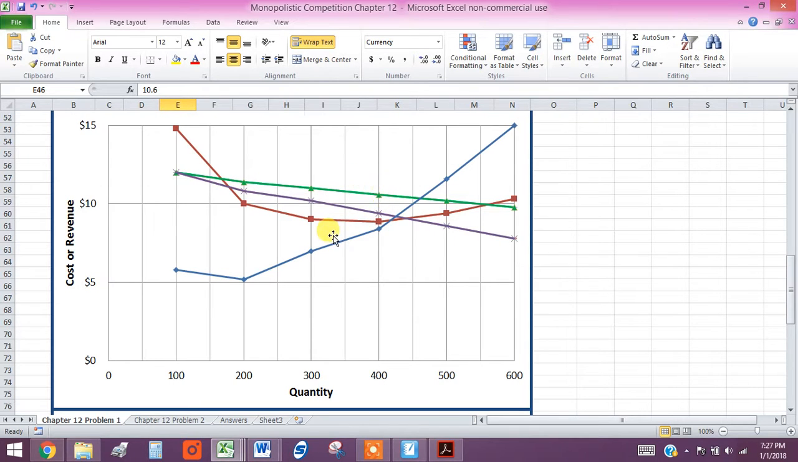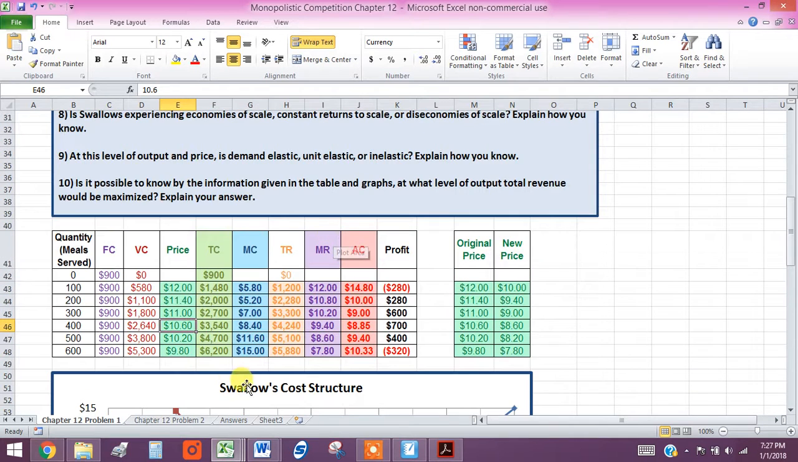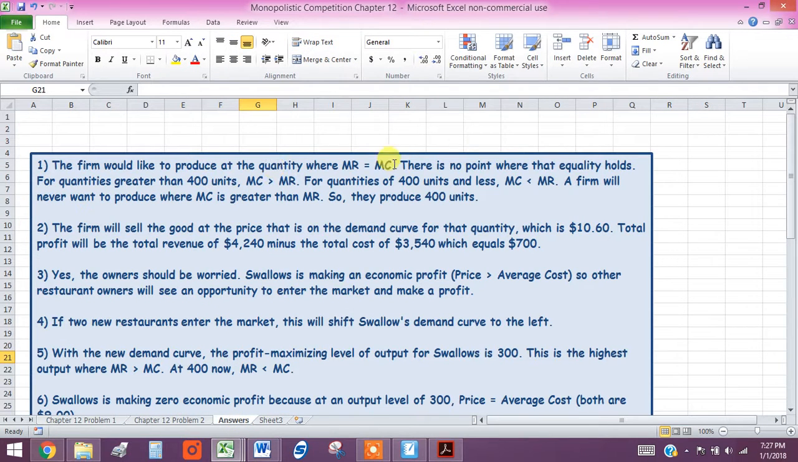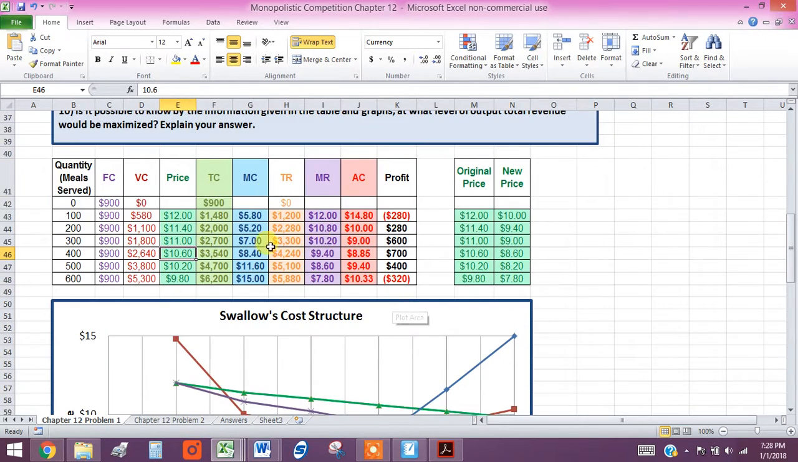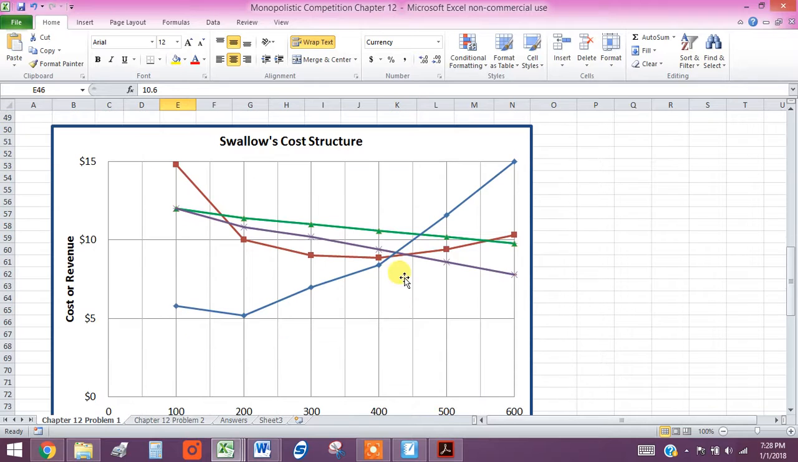Okay. Now, let's look at our answer to make sure we're on the right track. Our answer is yes. They want to produce where marginal revenue equals marginal cost, but since there's no point where that equality holds, they're going to go for the closest point where marginal cost is greater than marginal revenue. Okay, so that's the answer there, and I showed you how you could see that both in the table and the graph.